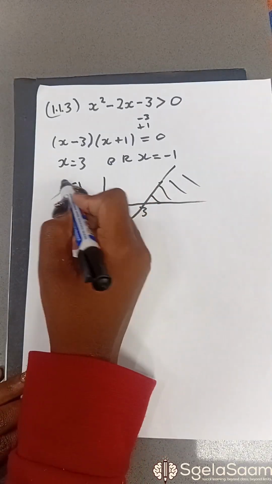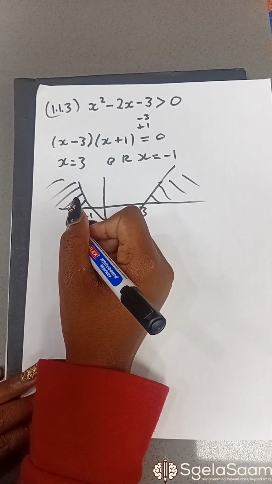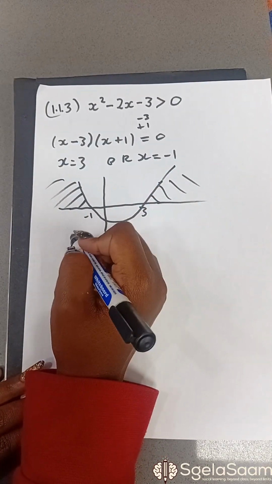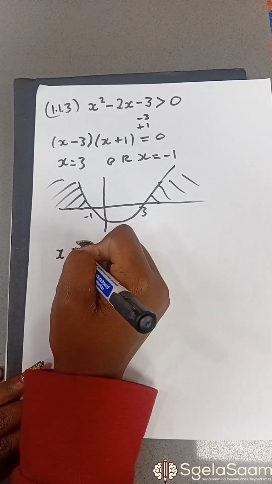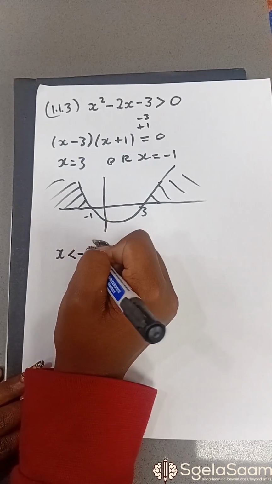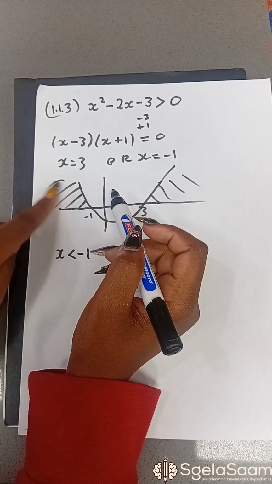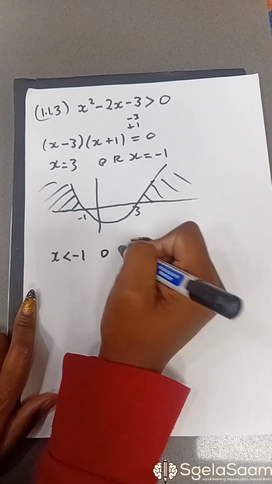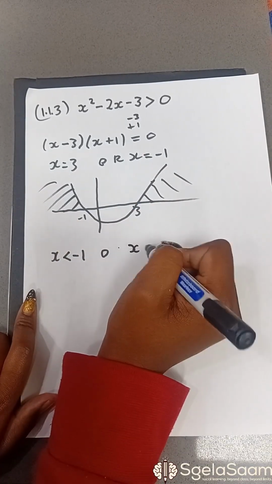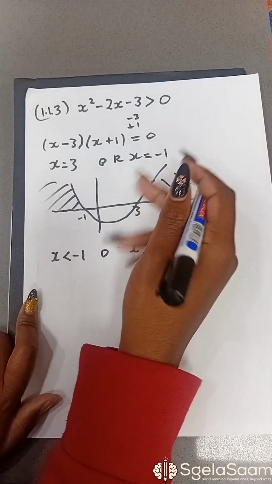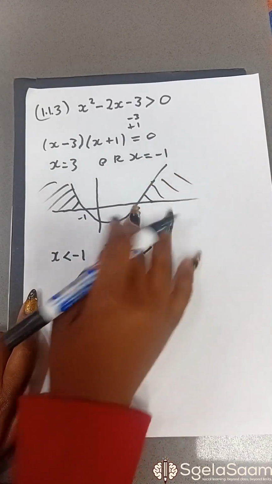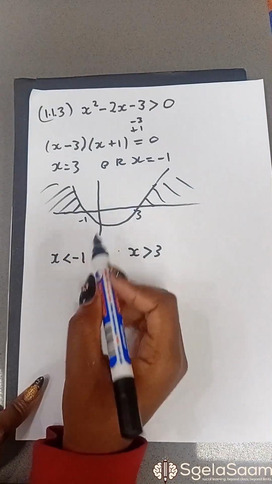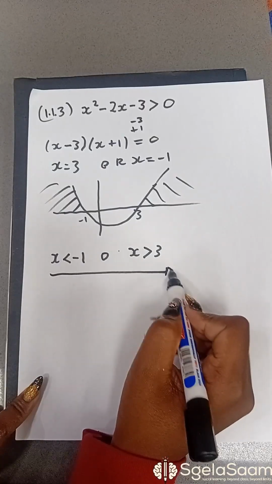Okay? Now how do you write that? Because that is not your final answer. x is less than minus 1, because all the values behind this one are less than minus 1, or x is bigger than 3. So every other value is bigger than 3. And that is how you should answer it.